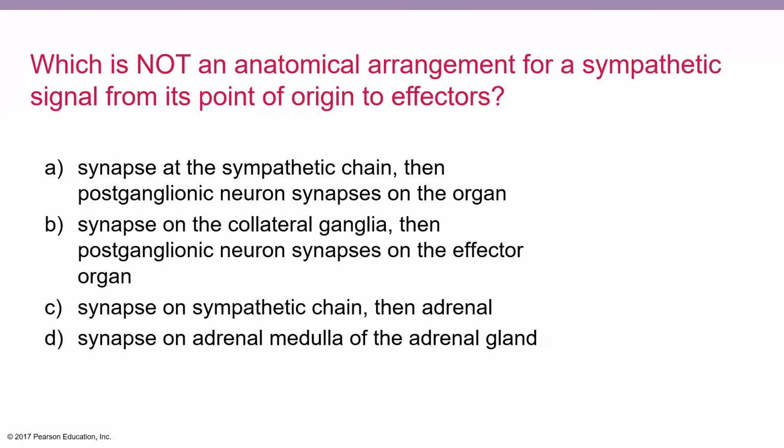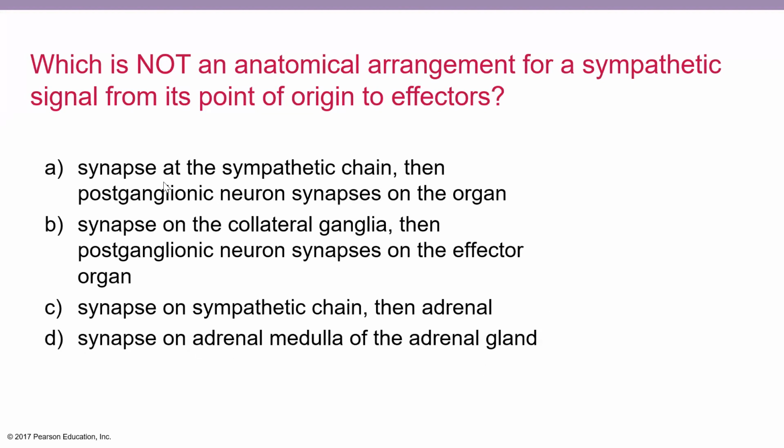All right, let's take a look here. Which is not an anatomical arrangement for the sympathetic signal from its point of origin to effectors? And we had a lot of response for C, which says synapse on the sympathetic chain, then adrenal. So that is not correct. So this would have been the correct answer.